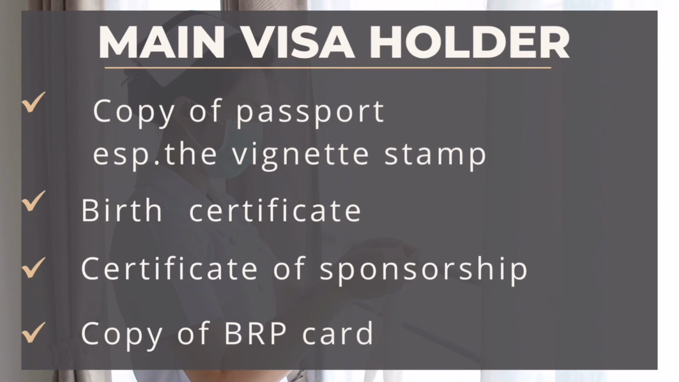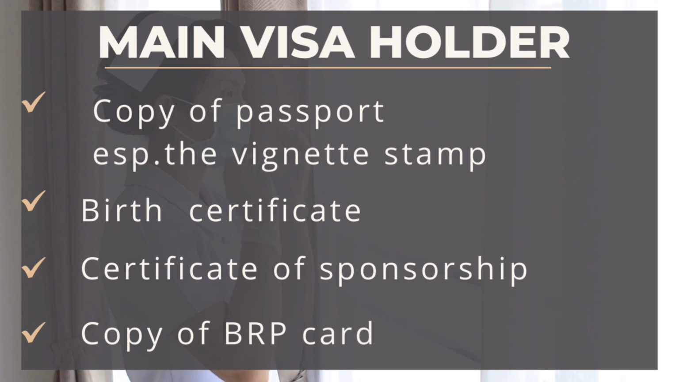So as for the primary visa holders, or the person that you are joining to in the UK, these are the following documents that you need from them. Number one, the copy of the passport. You need to have a copy of the page where the vignette is stamped. Number two, you need a birth certificate. Number three, the certificate of sponsorship if you are applying together.